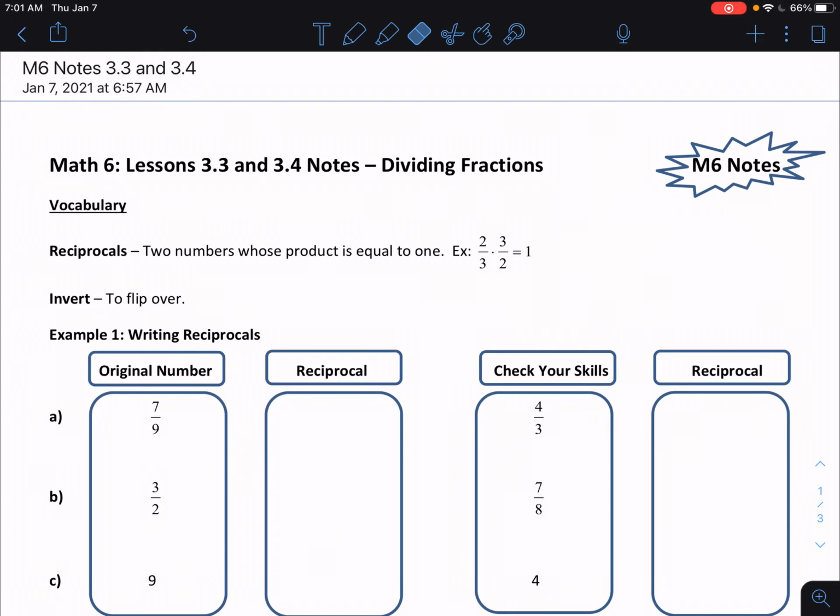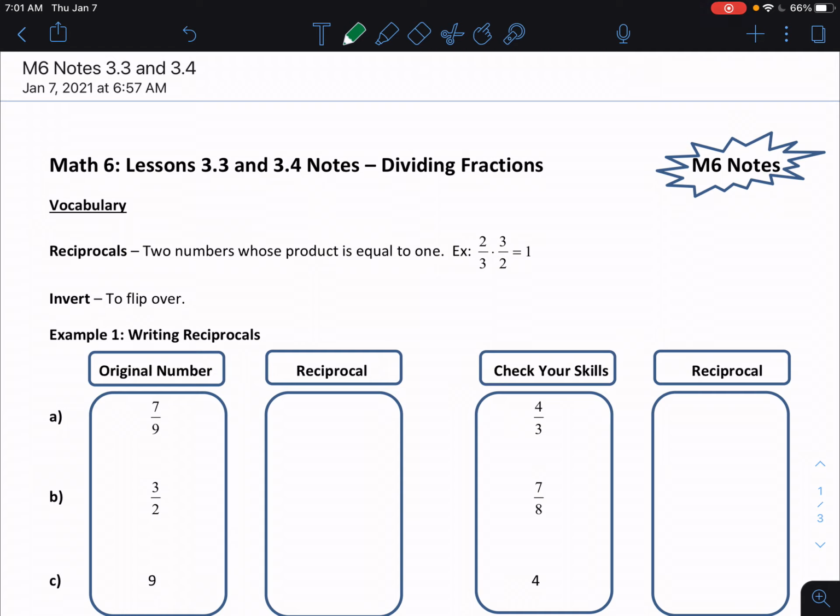Hey everyone, today we're going to be dividing fractions. To divide fractions, we have to know a couple of vocabulary words first that we're going to be using. The first one is reciprocal. The reciprocal is two numbers whose product, so when you multiply them together, is equal to 1.